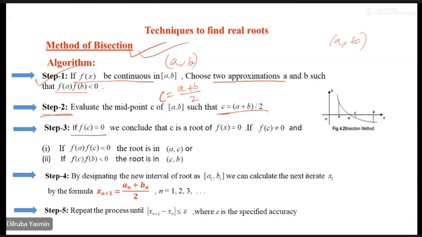If you get f of C equal to 0, you can conclude easily C is a root of f of x equal to 0. Because you have the f of x function, which is continuous in this closed interval, so you can write y equal to f of x, or you can write f of x equal to 0. That's why this f of x equal to 0 can be written here.